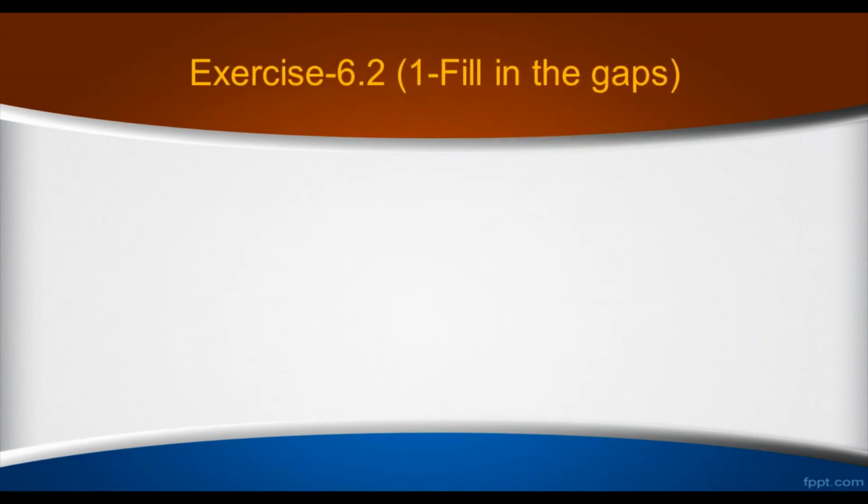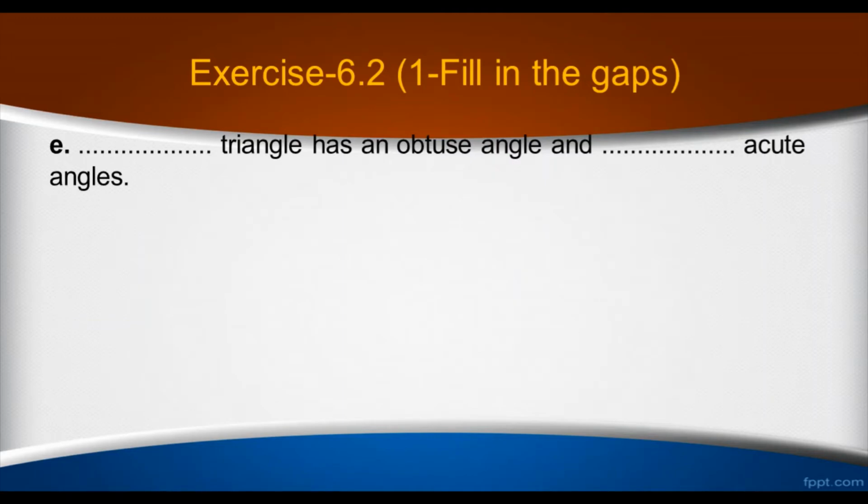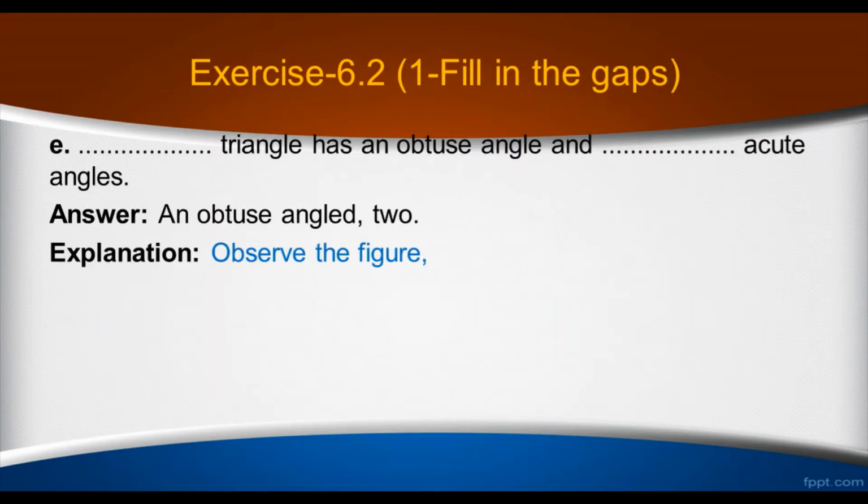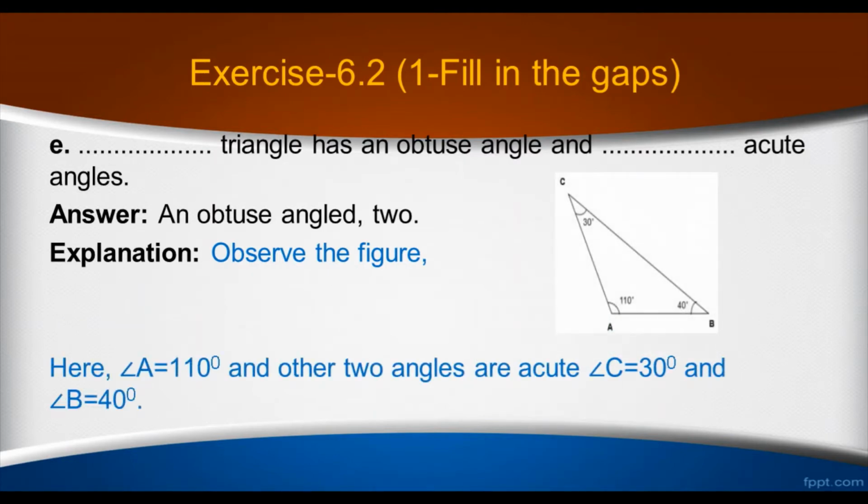Now question E: dash triangle has an obtuse angle and dash acute angles. So the answer will be: an obtuse angled triangle has an obtuse angle obviously and two acute angles. So let me show you the explanation. I hope you will understand more clearly. Observe the figure. So this is the figure, my dear students.